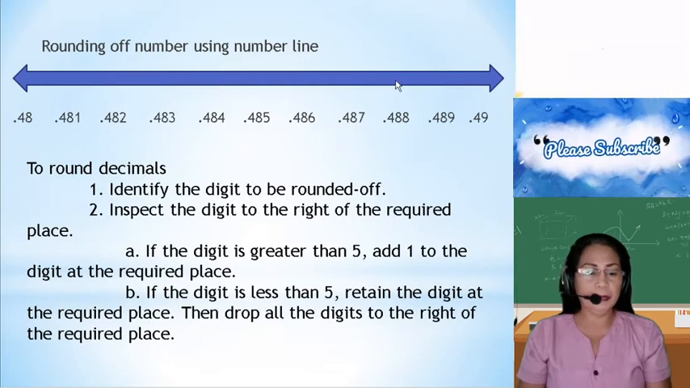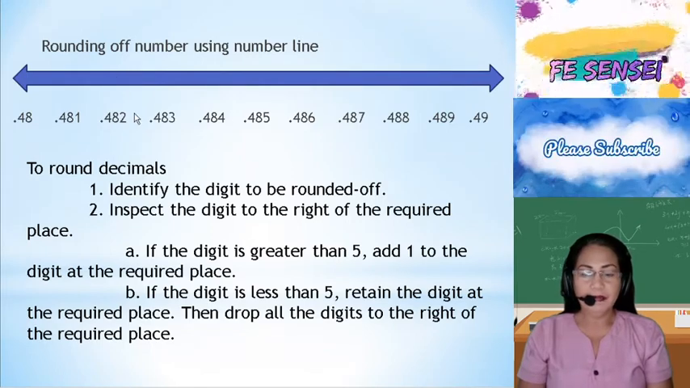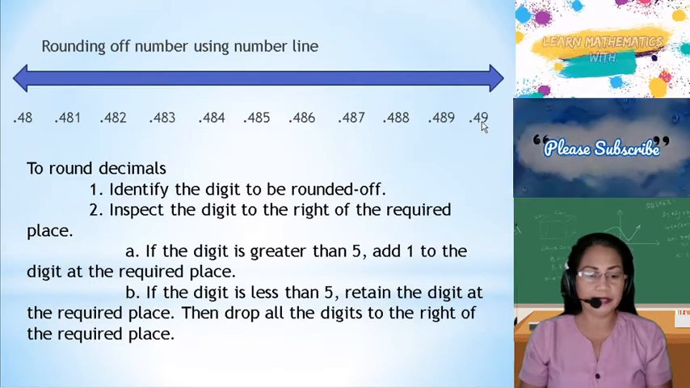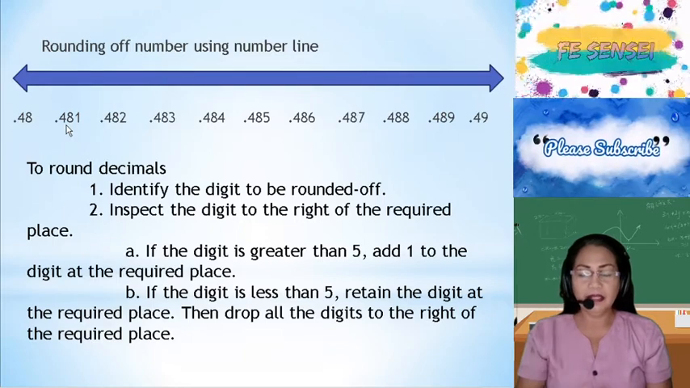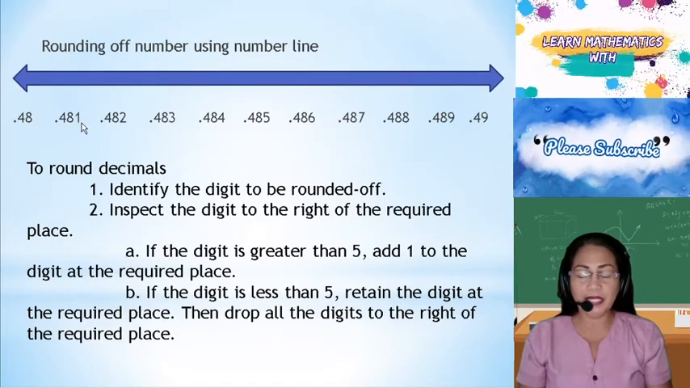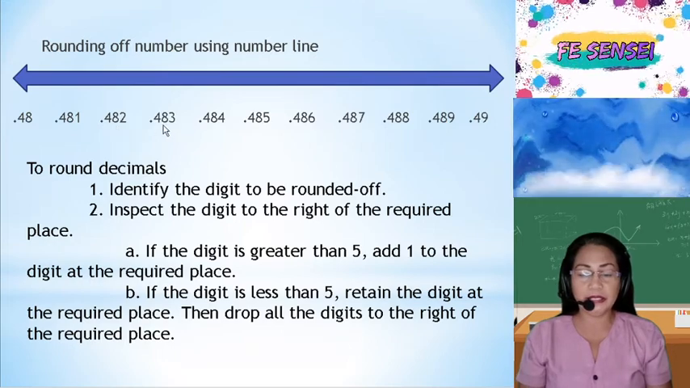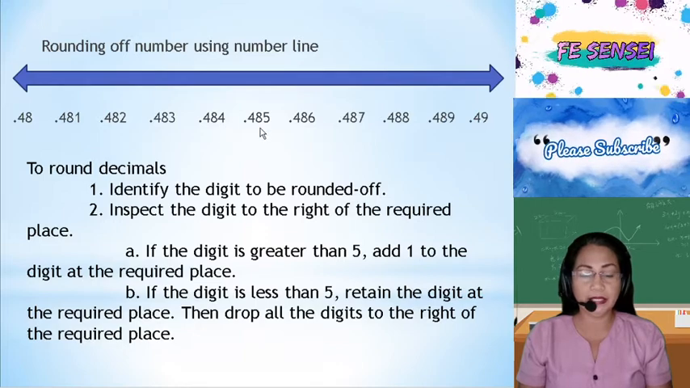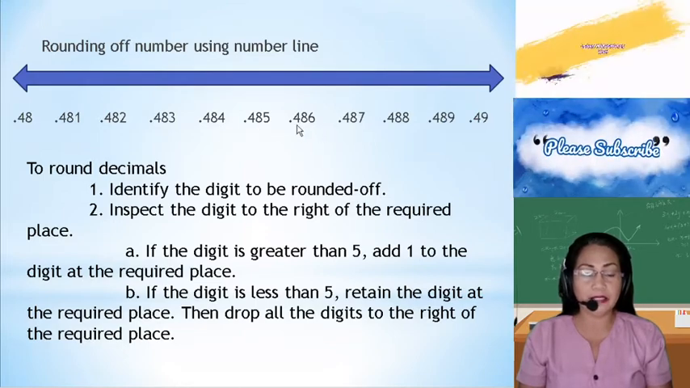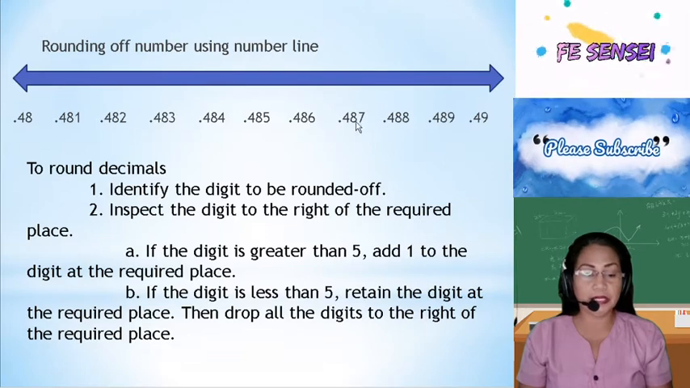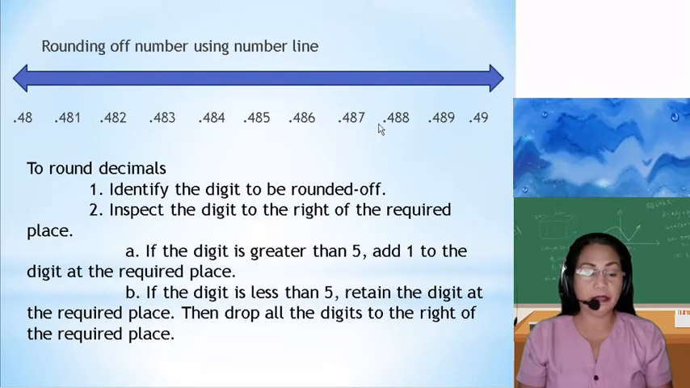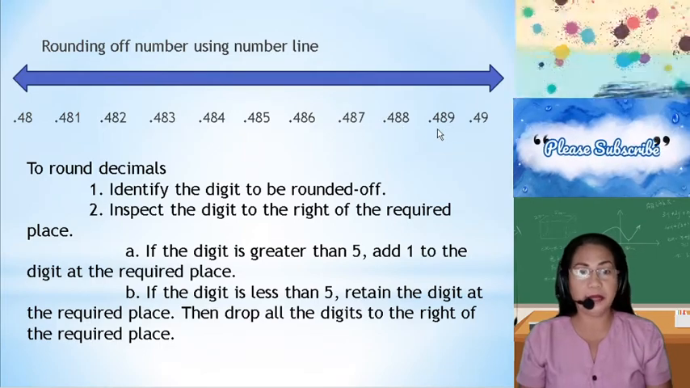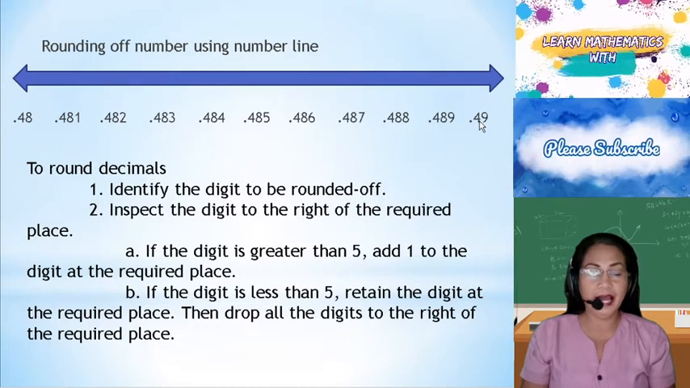This is an example of a number line. From 48 hundredths to 49 hundredths, and the numbers in between are 481 thousandths, 482 thousandths, 483 thousandths, 484 thousandths, 485 thousandths, 486 thousandths, 487 thousandths, 488 thousandths, 489 thousandths, and 49 hundredths.